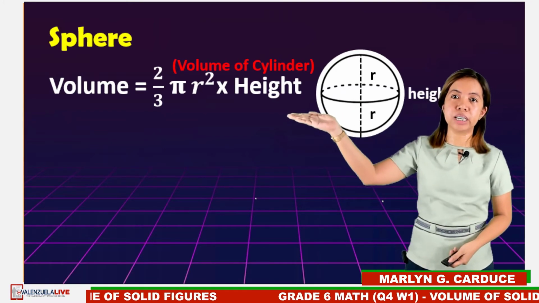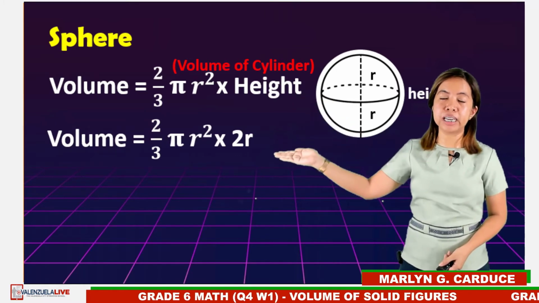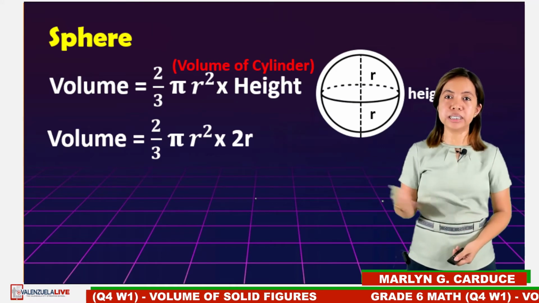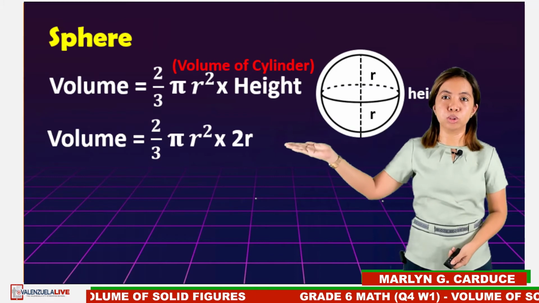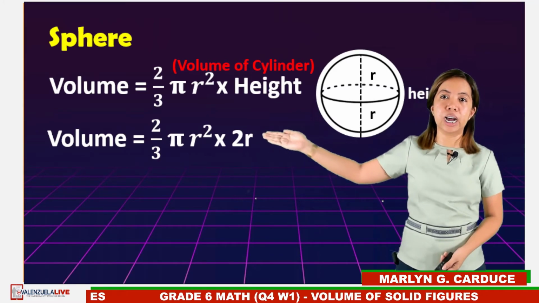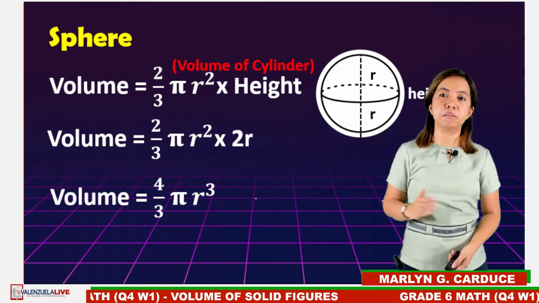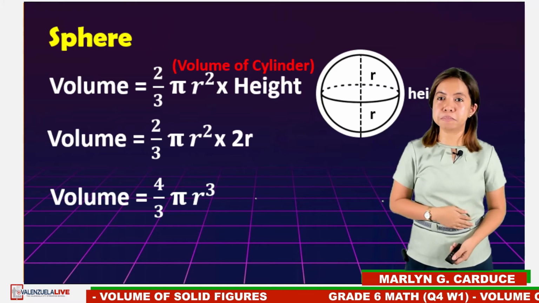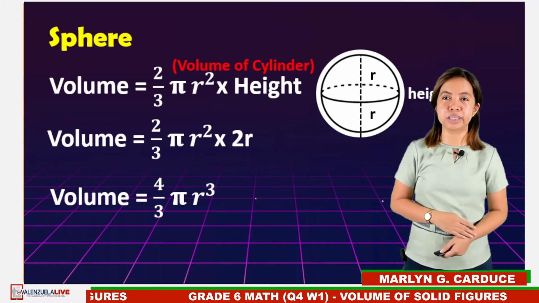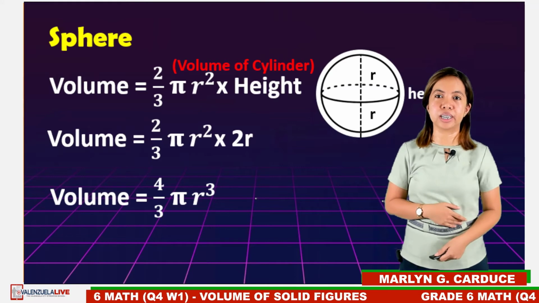So from this formula, let's replace the height by the 2 radii or 2r, and then express the given equation. So 2 multiplied by 2/3, and then r squared will become r cubed. So the formula now will become 4/3 times pi times r cubed. So this is now the formula in finding the volume of a sphere.